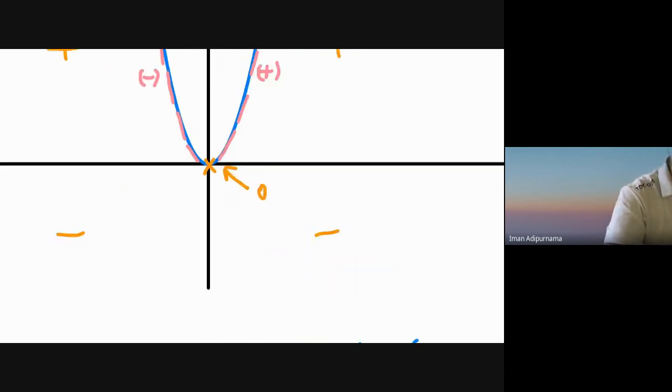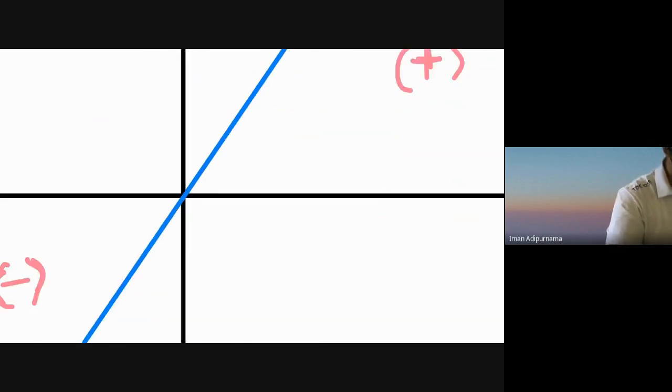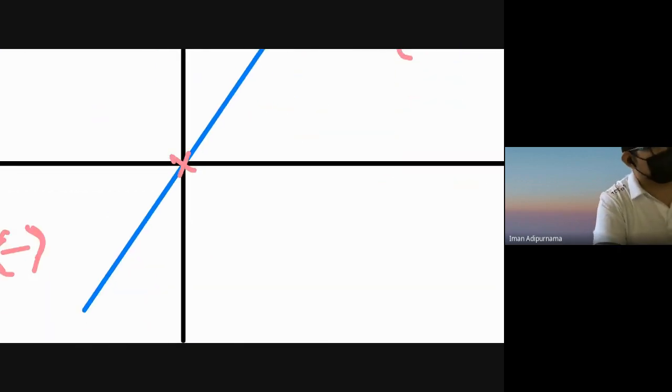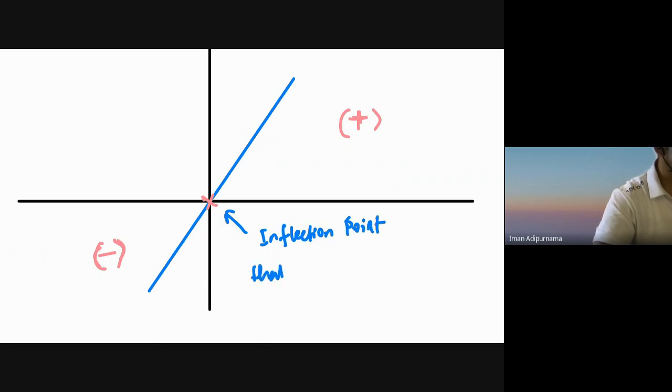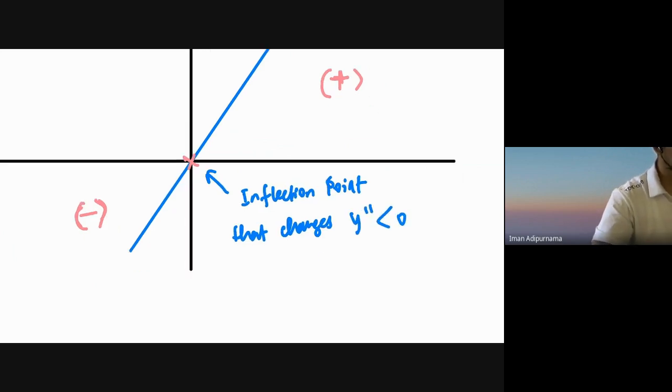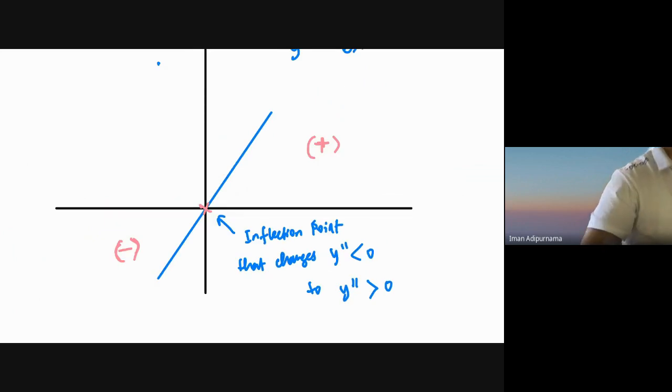And precisely at x equals 0, it is crossing x equals 0 and changing from negative to positive. Now we are saying that this is our inflection point, that changes y prime less than 0 to y prime positive. Okay. So this line here is actually how we interpret our concavity. Concavity negative to concavity positive.